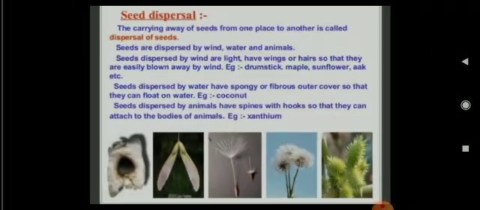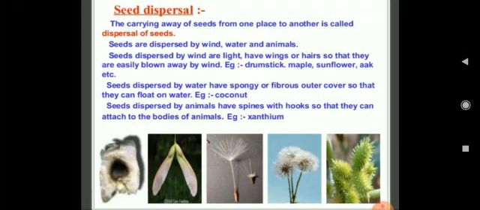Now, the last topic of this chapter: seed dispersal. The carrying away of seeds from one place to another is called dispersal of seeds. In nature, you will find the same kind of plants growing at different places because of seed dispersal. The seed germinates to form a new plant, and a seed needs air, water, space, and sunlight for germination.